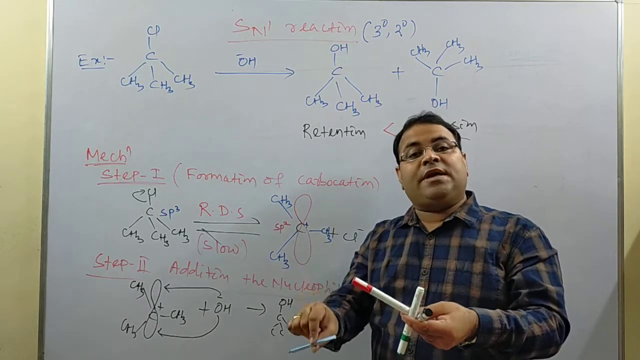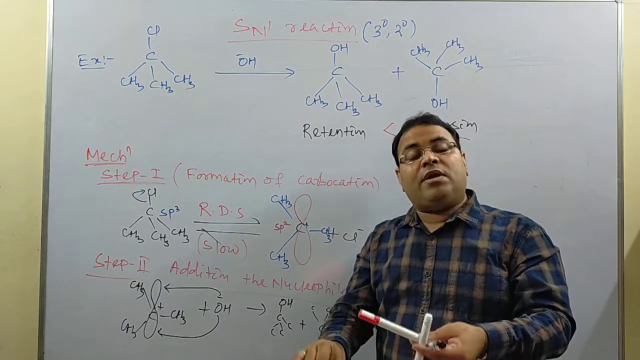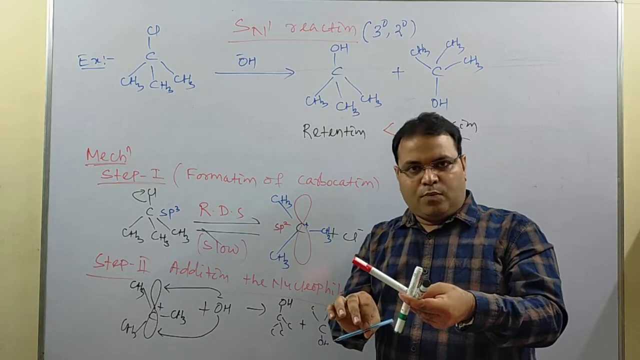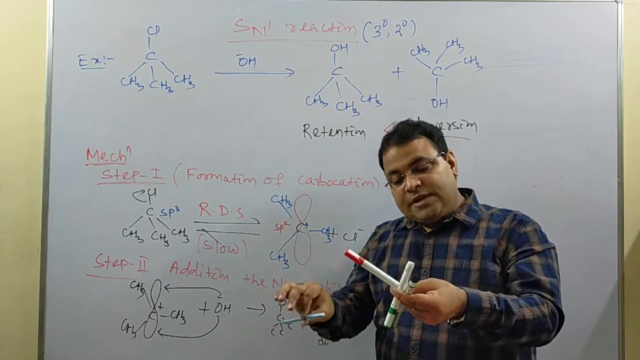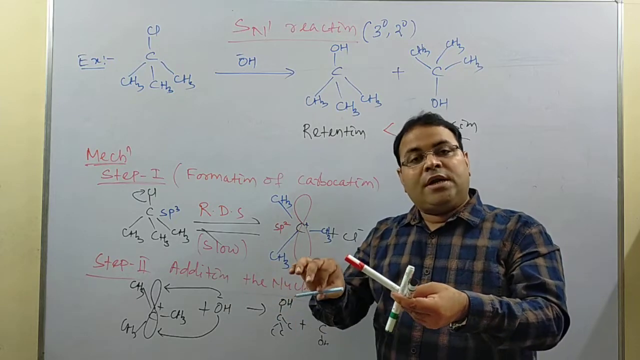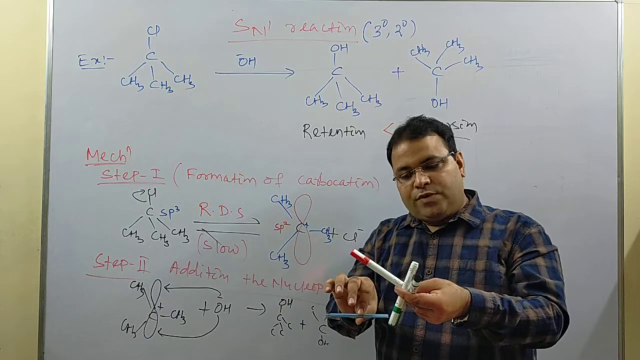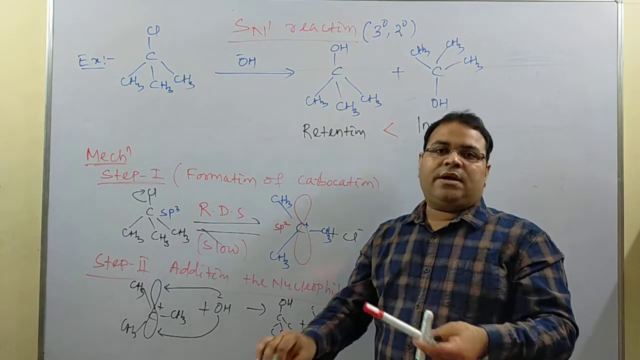Since it is present at the below or inverted side, there is more chance that it can attack through both the lower lobe and the higher lobe, but since it is close to the down one, the inverted one, it will approach with more speed or more probability. So the inverted product is more than the retention.